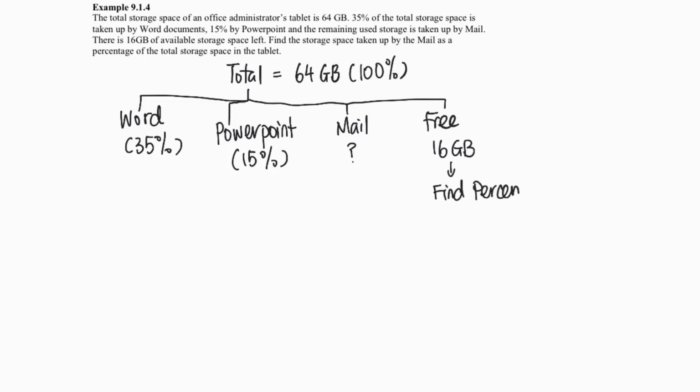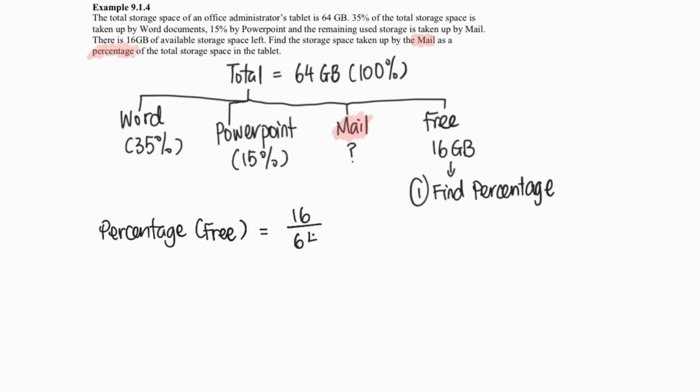That should be the first step, so that we will be able to eventually zoom in on the percentage for mail, which is what they would want. So step 1, the percentage that is free is equal to 16 GB over 64 GB times 100%. This will give me 25%.